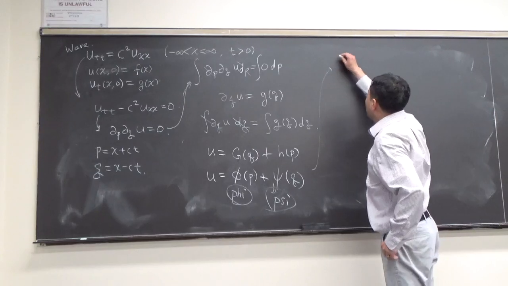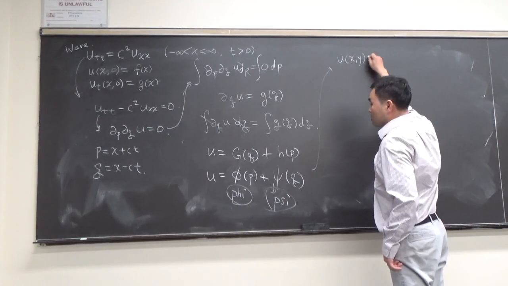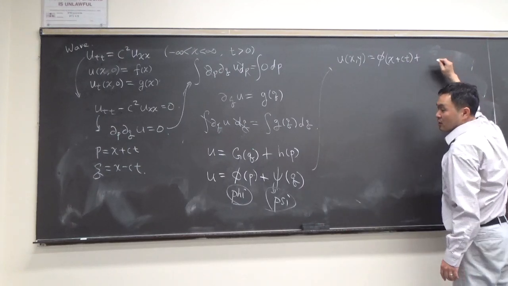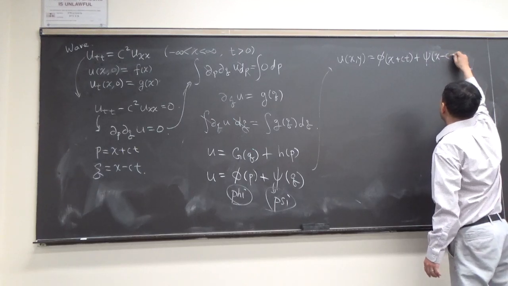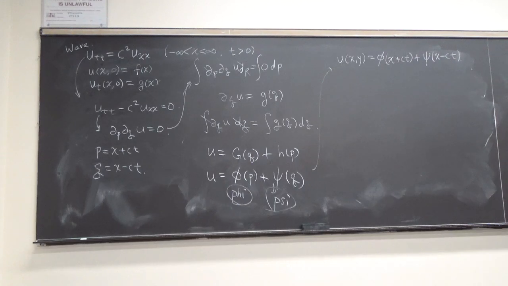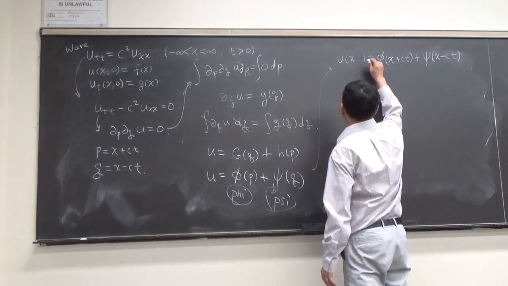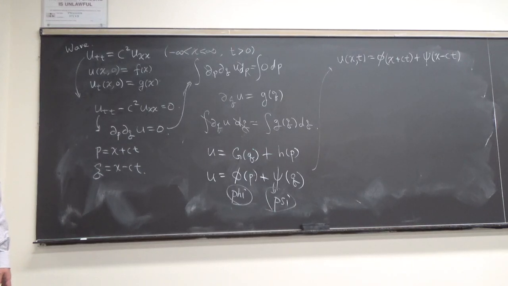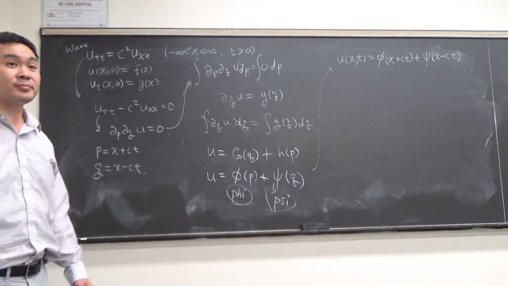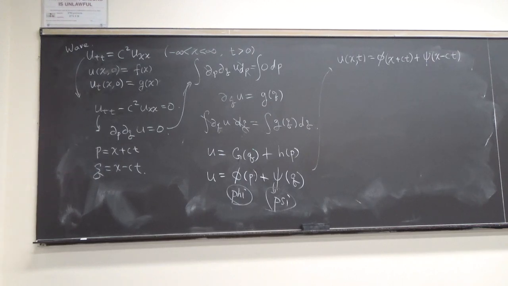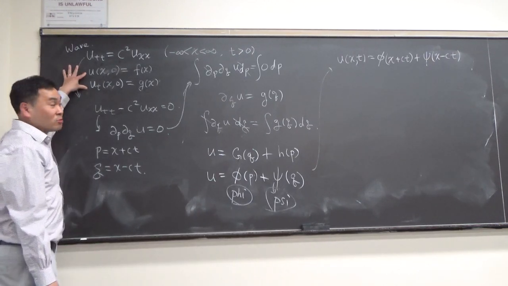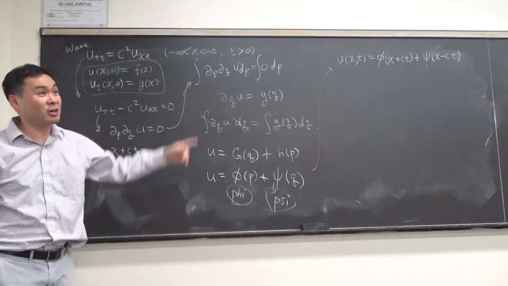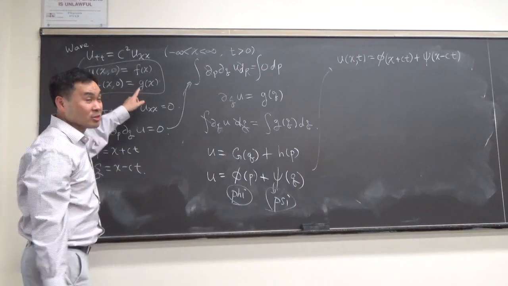Which means that u of x, t is now phi of, what's p? P is x plus ct, right? Plus psi of x minus ct. Not xy, xt. I keep using y. So u(x,t) will be phi(x plus ct) plus psi(x minus ct). Is that okay? So that's the general form, but we still haven't used these two conditions. We only worked with this one, and we changed the variables and integrated to get that solution, right? Now we have to throw in the initial conditions.